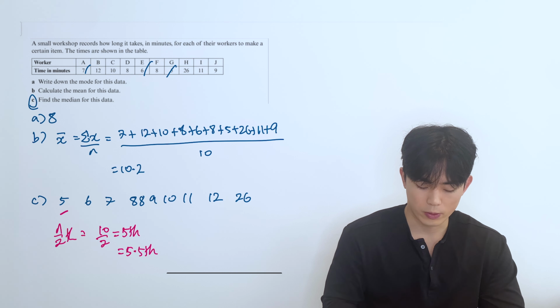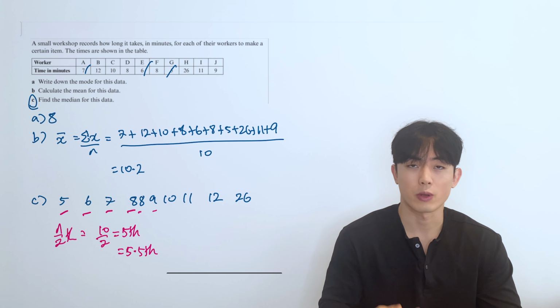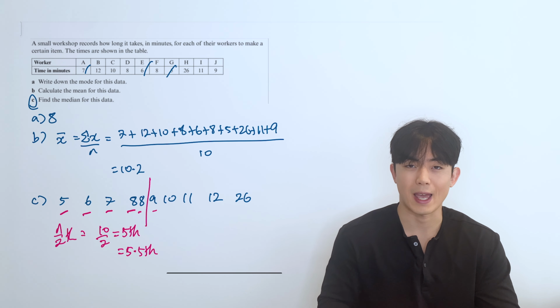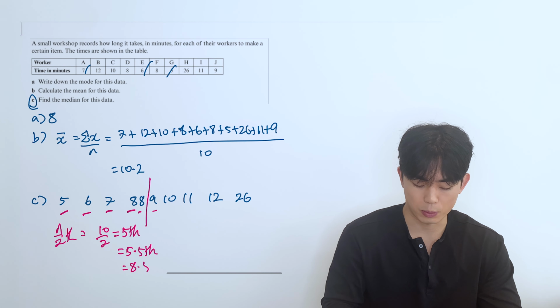So we go for 1, 2, 3, 4, 5. And this is number 6, right? So the 5.5th term would be the value in between 8 and 9. So therefore, it would just be 8.5.